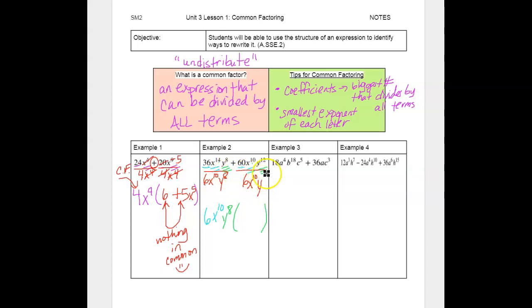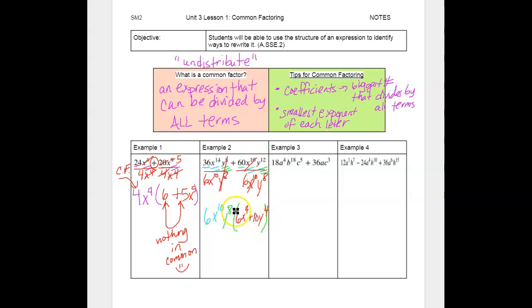6x^10y^8. All right. So 6 divided by 36. Take out 10 of those, I'm left with 4. Take out 8 of those, so no y's are left. Don't write y to the 0. Divide by 6, I get 10. Take all 10 of those x's out, there's none left, and take 8 of those y's, we're left with 4.